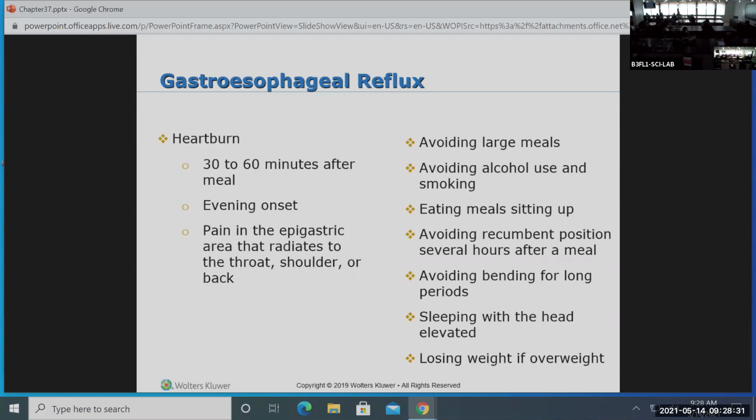Now, we can avoid this reflux disease by avoiding large meals. Number two, alcohol. Number three, smoking. Eating meals while sitting up. Next, avoiding a recumbent position for several hours after a meal. That is also important. Avoiding bending for long periods of time.